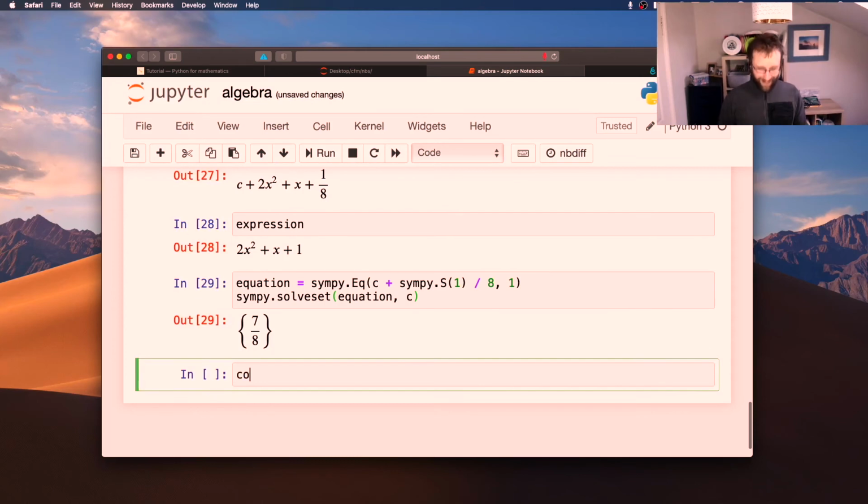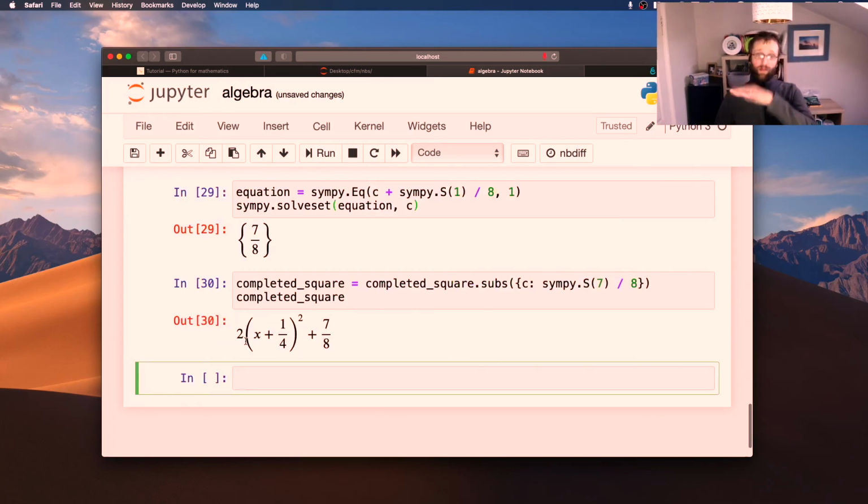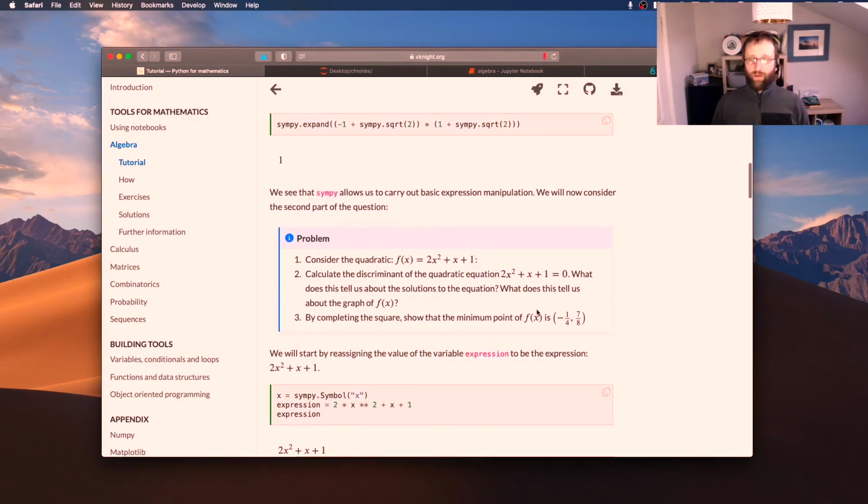And so now I'm going to, again, substitute that in. completed_square equals completed_square.subs, but what I want to substitute in is the value for c, which is now going to be 7/8. And there we go. That is our completed square. And now, if we go back to our tutorial, the question asked, use this to show that the minimum point of f of x is minus 1/4, 7/8.